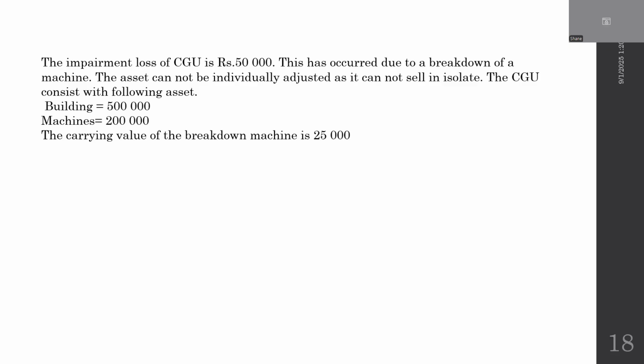The impairment loss of the CGU is 50,000. This has occurred due to a breakdown of a machine. The assets cannot be individually adjusted as they cannot be sold in isolation. The CGU consists of the following assets: building 5 lakhs, machine 2 lakhs. The carrying value of the broken-down machine is 25,000.